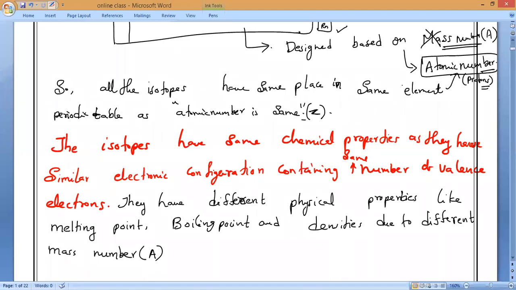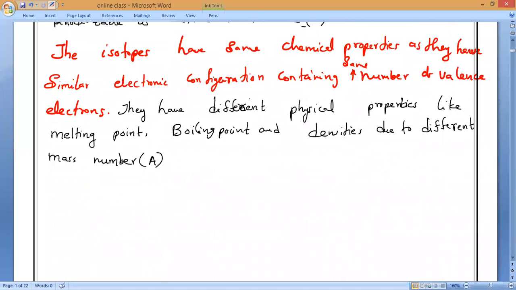If you are okay, then I'll give you totally 4 examples for isotopes. All the 4 examples we'll study and later we'll go to fractional atomic mass also. Shall we start? Everyone? Yes, sir. First example, hydrogen. There are 3 isotopes of hydrogen.